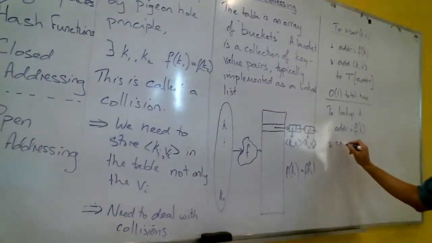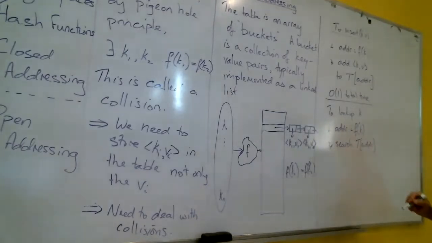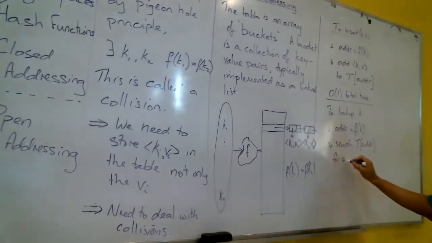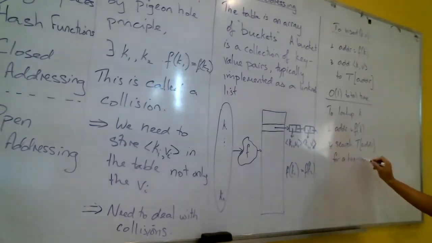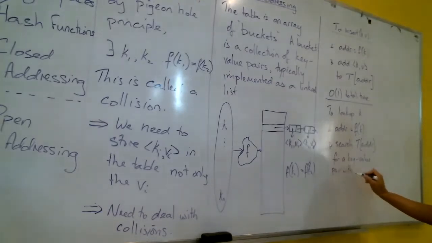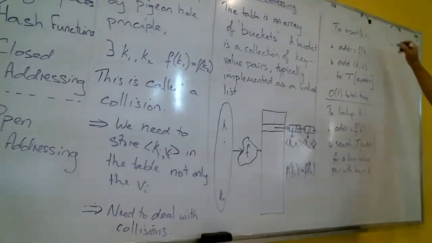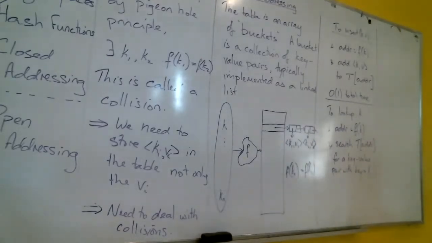So we're going to now need to search the cell stored at the address in our table for a key value pair with the key equal to the key we're looking for. How much time could that take? It could take order n.